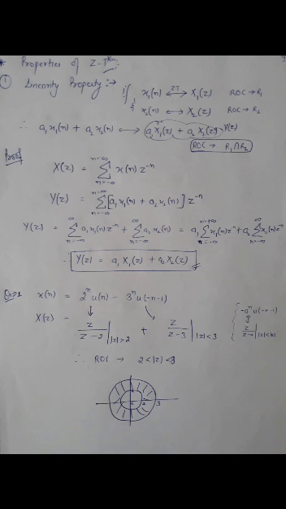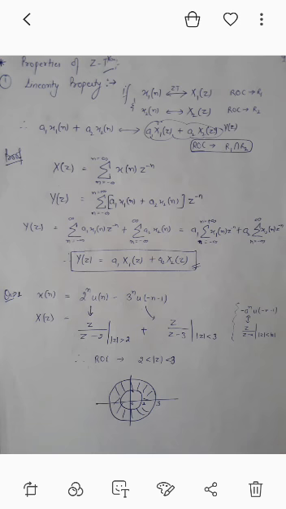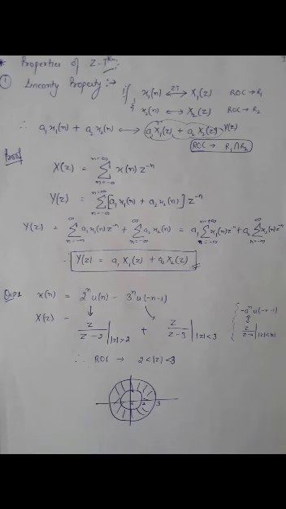Let's come to some examples on the basis of the same property. First question: x[n] is equal to 2 raised to power n u[n] minus 3 raised to power n u[-n-1]. Yesterday in the lecture we saw that a^n u[n] has Z transform z upon z minus a with mod of z greater than a. Here a is 2. You also performed this question in the assignment, so I can write the answer directly here.